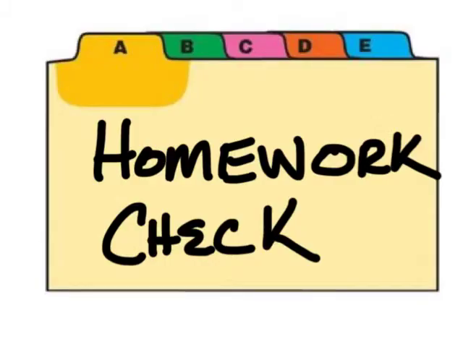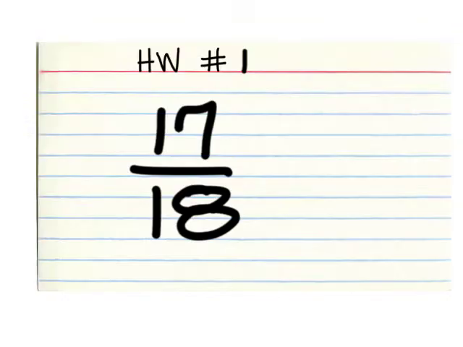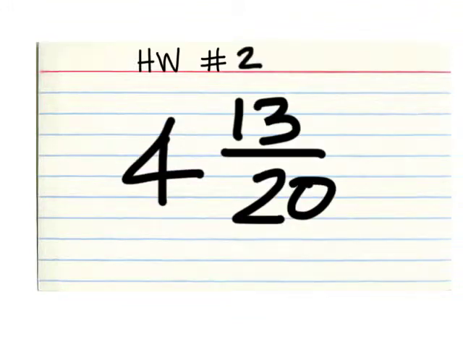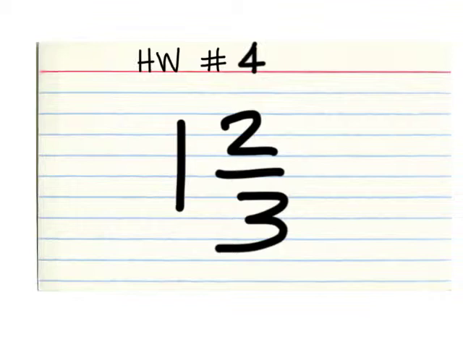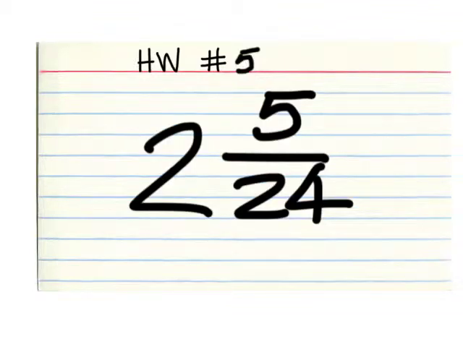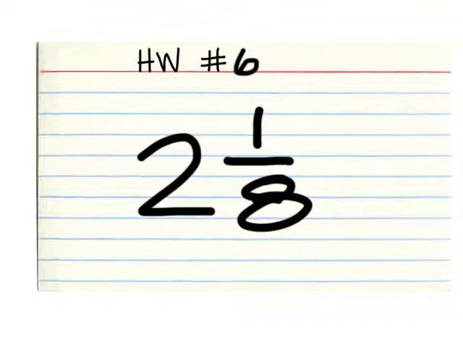2. Homework check. Bring it up here if you have it. Homework answers. 1 is 17/18. 2 is 4 13/20. Number 3 is 1. 4 is 1 2/3. 5 is 2 5/24. 6 is 2/8.